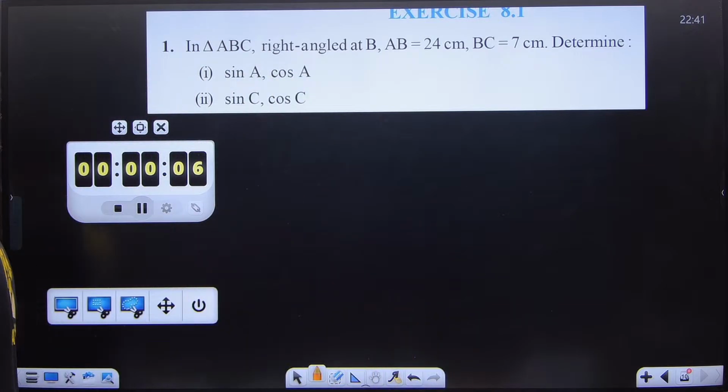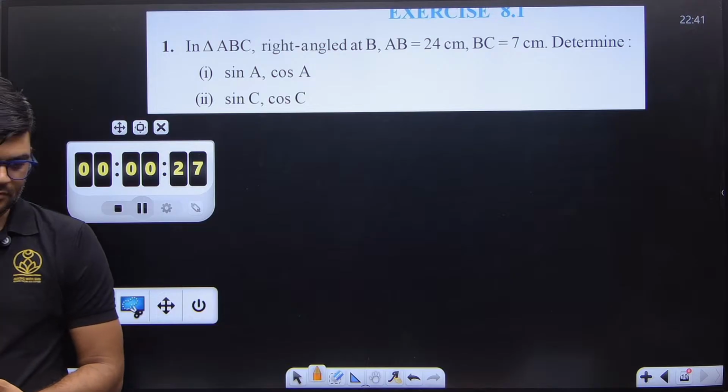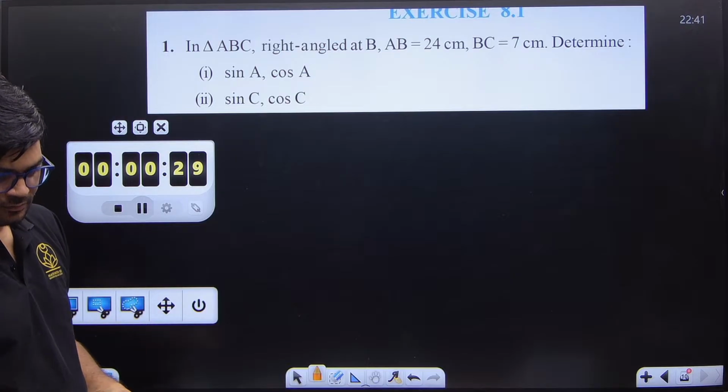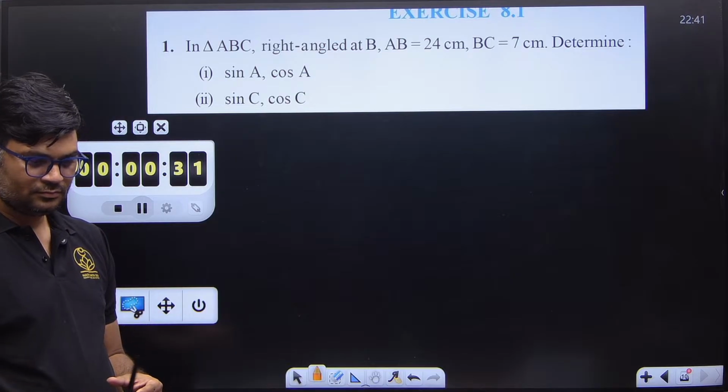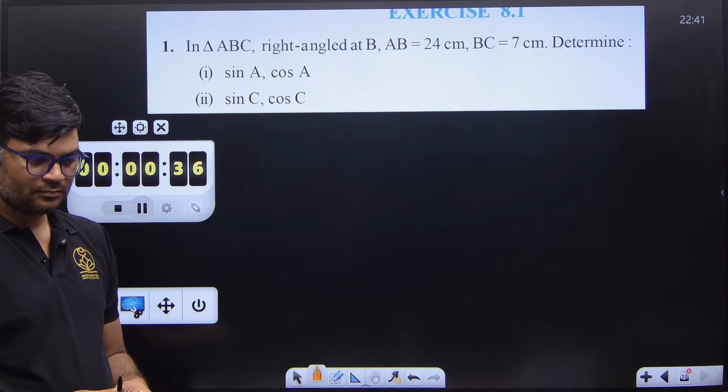Okay. Oh, this is also 7, 24, 25. Sine A cosine.